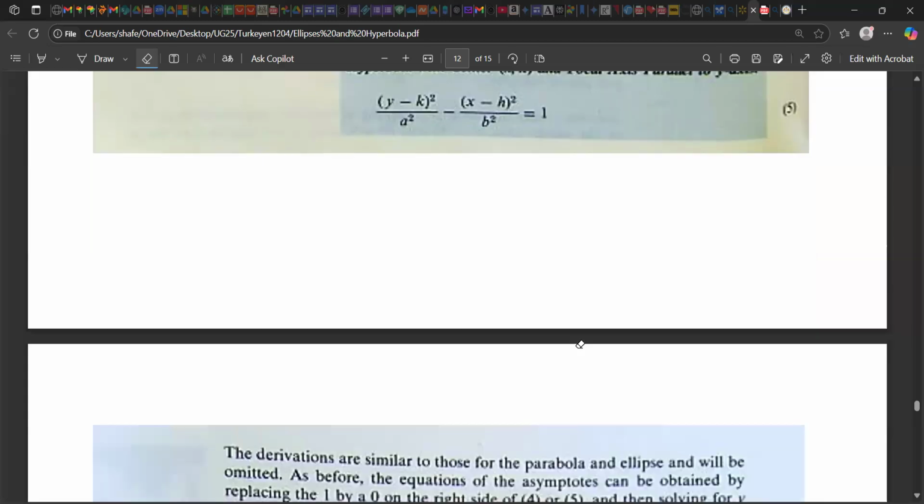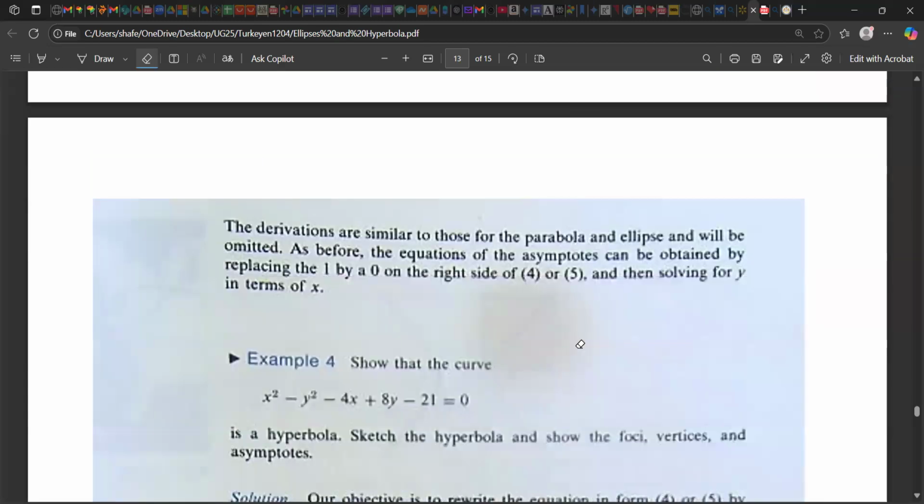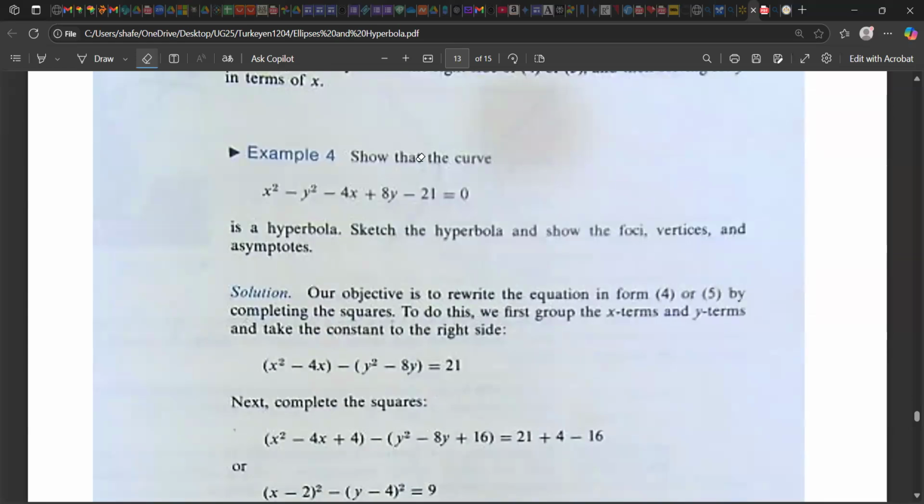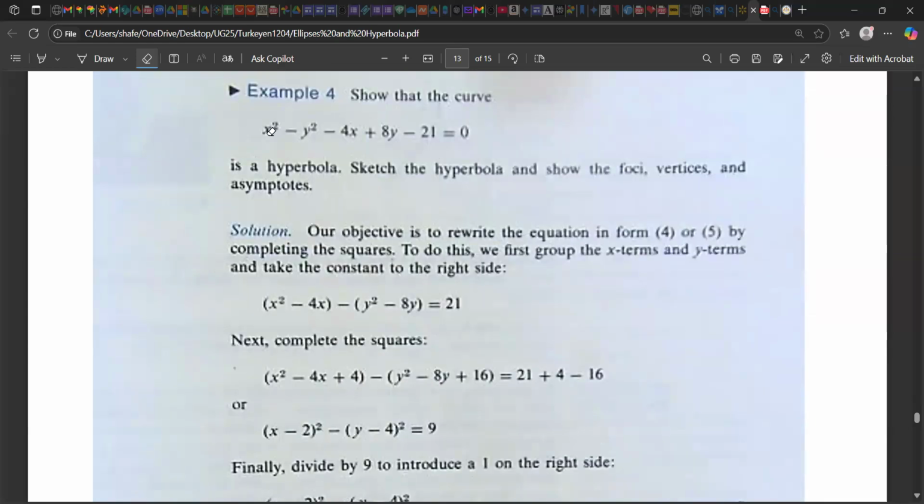Let's maybe look at a single example. So okay, show that this curve is a hyperbola, and these are telling details. As soon as you see a minus sign there, you know you're dealing with a hyperbola, a minus sign between the square terms, the x squared and the y squared. So I want you to sketch it, so you have to do a little bit of analysis.